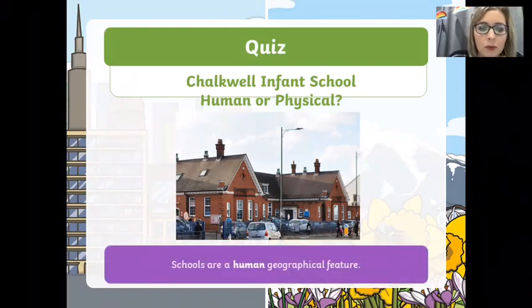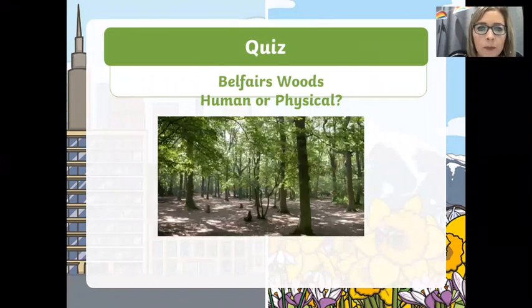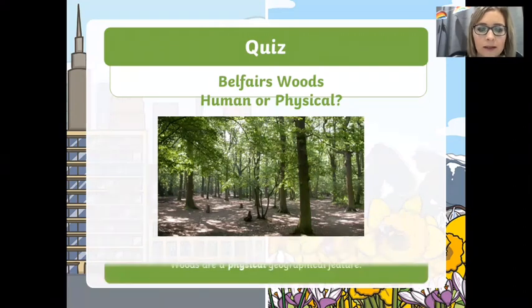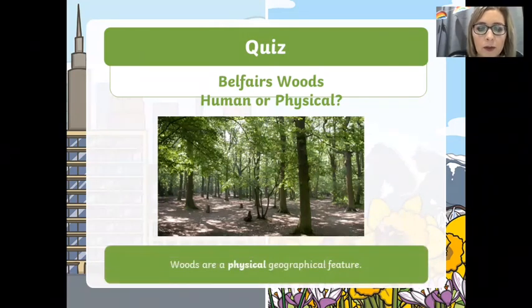You're right, schools are a human geographical feature. What about Belfair's Woods? Would that be a human or physical feature? Woods are a physical geographical feature. Well done if you got that.